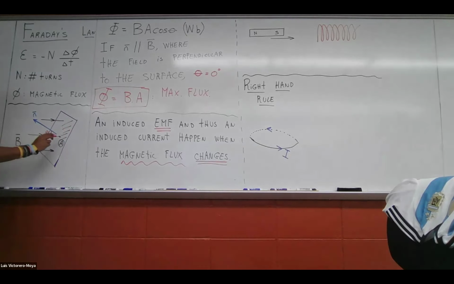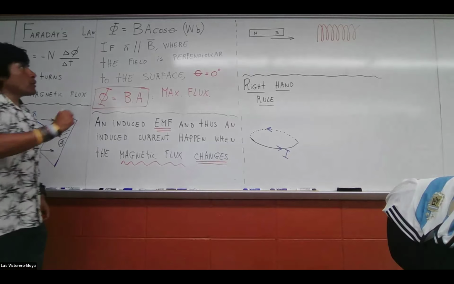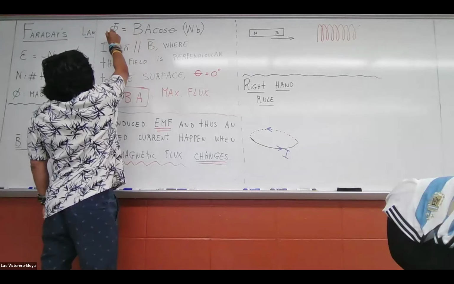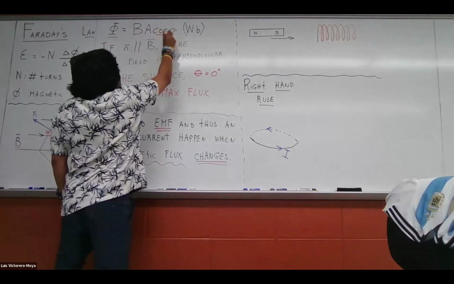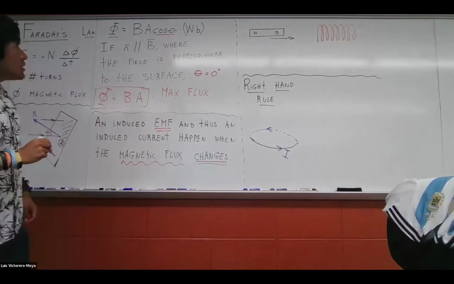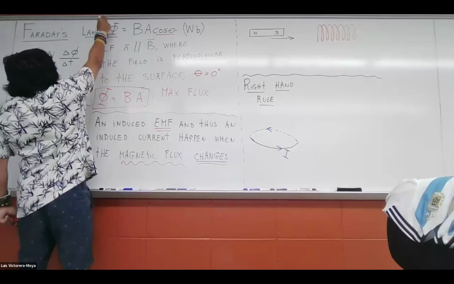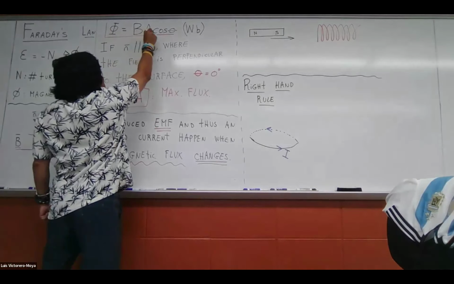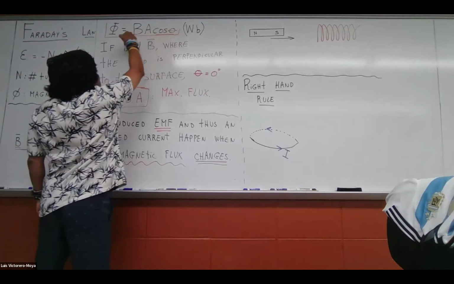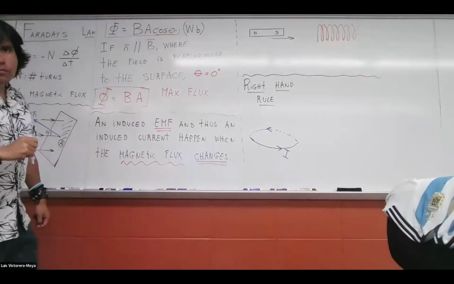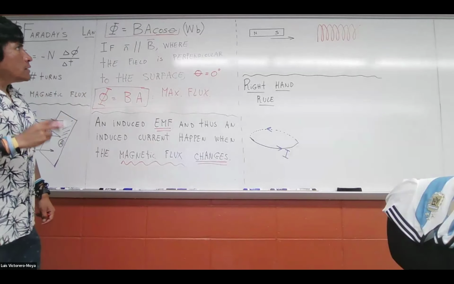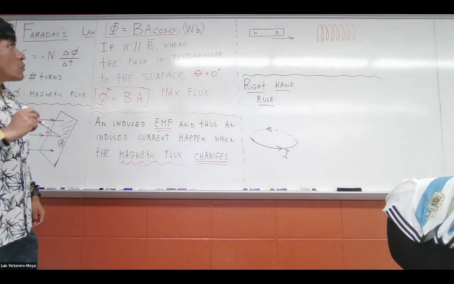The angle between the field and the normal is the angle theta that we're going to use for the magnetic flux. So the equation for magnetic flux is B A cosine theta. And the units are Webers. Okay? Tesla meter squared is the Weber.